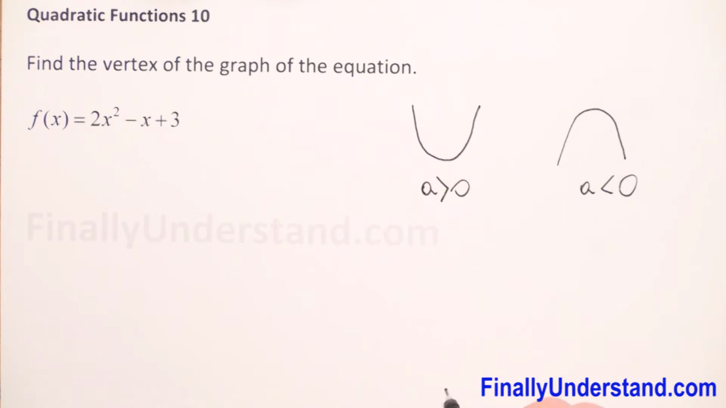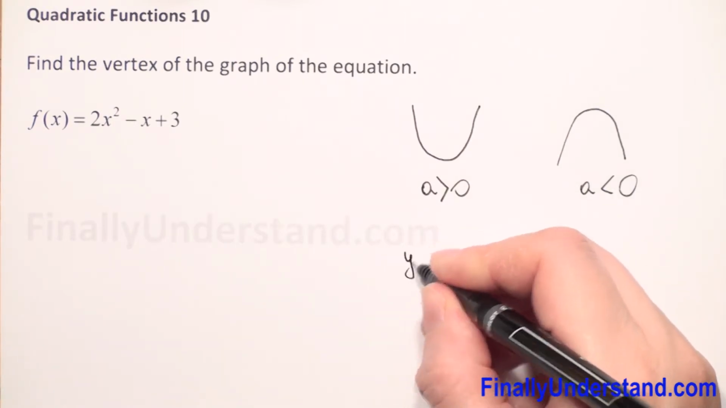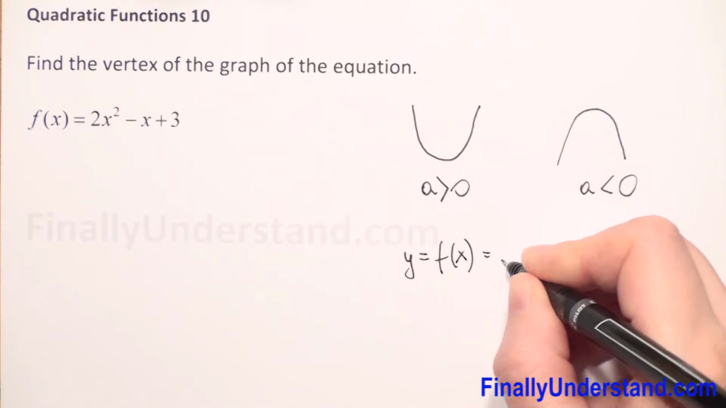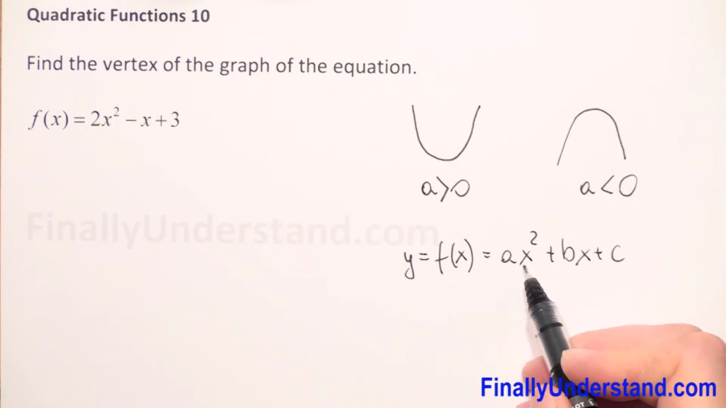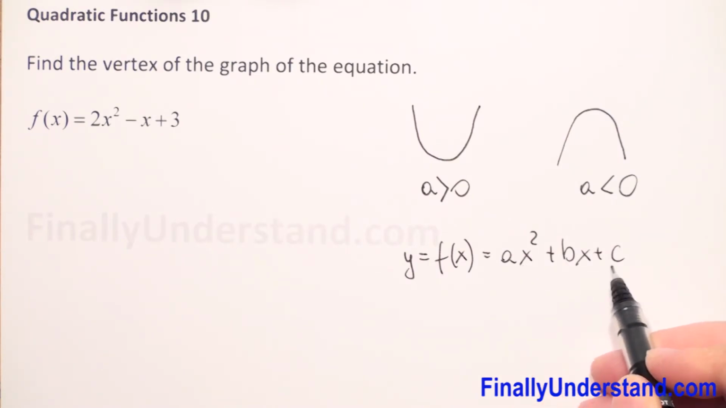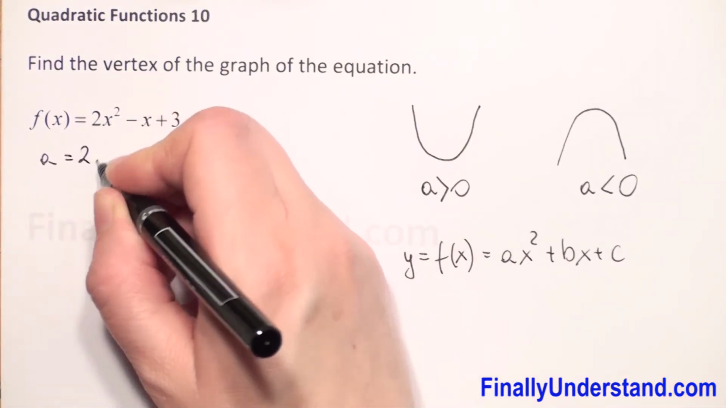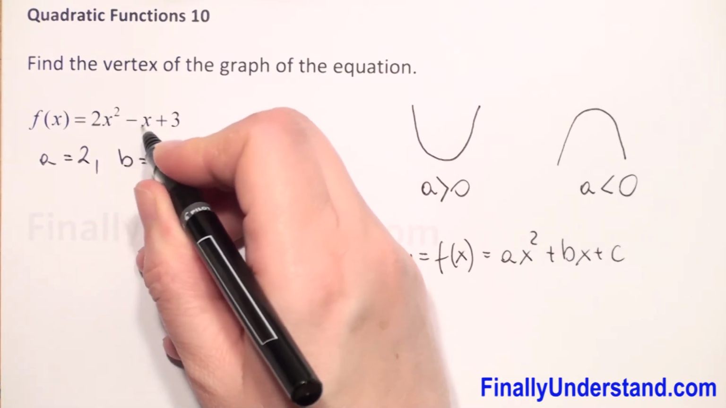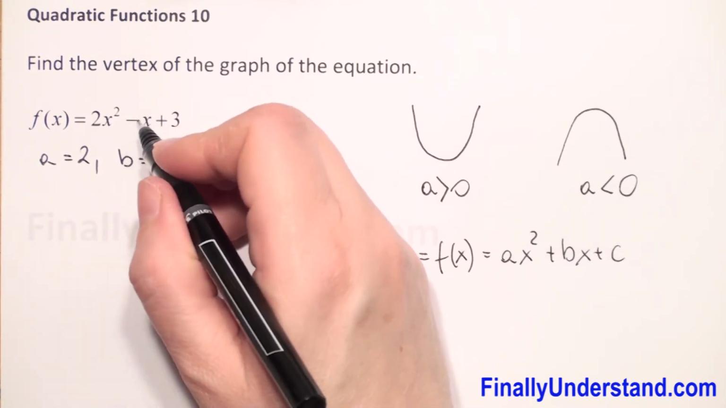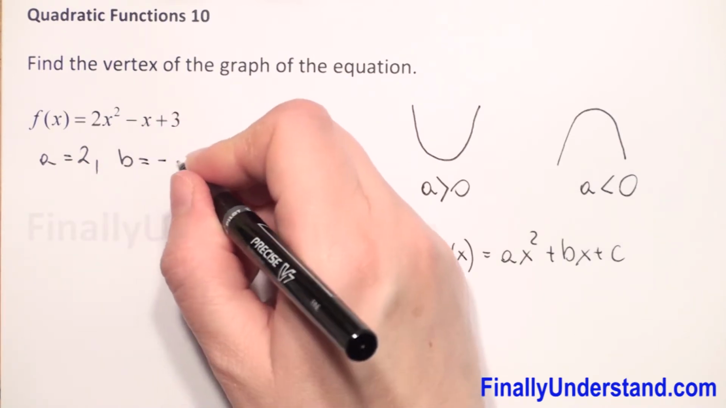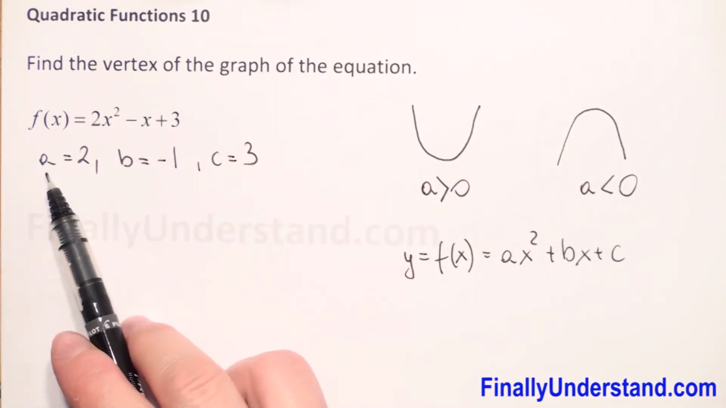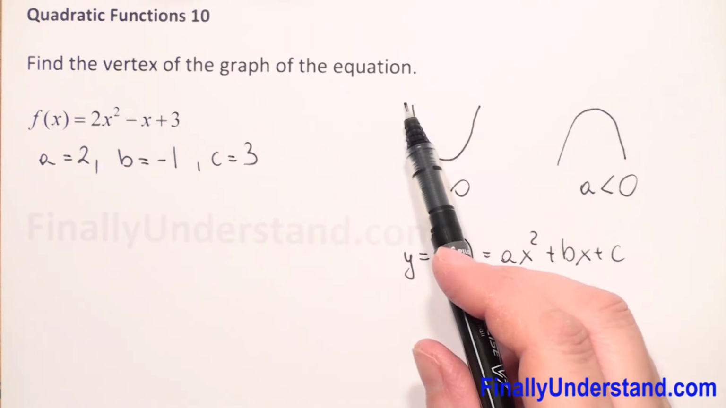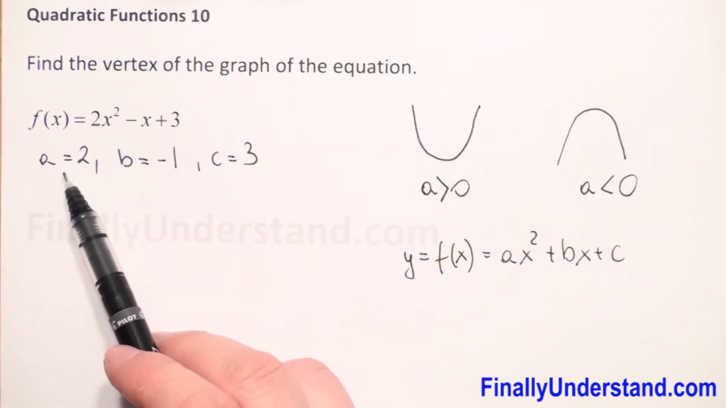Let me remind you, the general form of a quadratic function: y is equal to f of x, which is equal to a x squared plus b x plus c. A is always the coefficient before x squared, b is the coefficient before x, and c is the constant. So in our example, a is equal to 2, b is the coefficient before x, which is always an invisible 1 when we don't have a number. So with the negative sign we have to copy negative 1, and the constant is 3. So our parabola opens up because a is 2, which is positive.